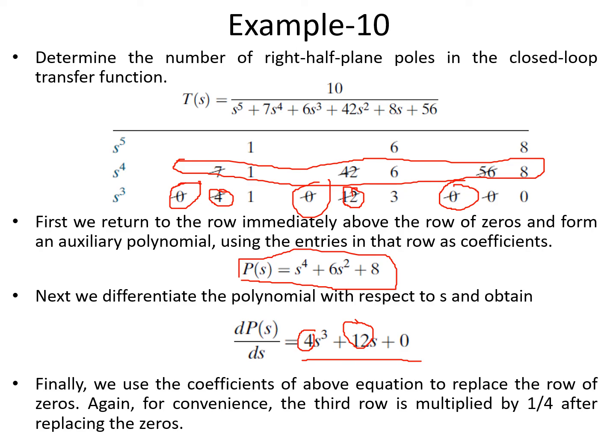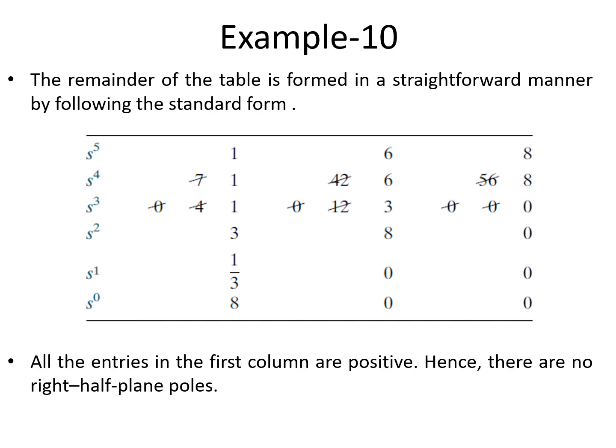Okay, so since we have 4 and 12, it could be divided by 1 by 4, and you can take that as equal to 1 and 3. You can just check that when you construct your next row, you are going to get the value as equal to 1 by 3, 0, 0. Here it is 8, 0, 0. And in this row you are going to get 3 and 8. So if you observe this column, there are no sign changes and the system is said to be stable.